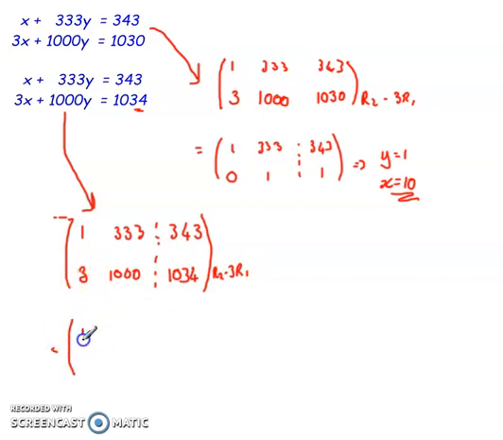What that will then give me is 1, 333, 343 there. And then my second row in this matrix will become 0, 1, and 5. So from that, I can read that y is equal to 5. Now again, it's a change from y is equal to 1. Yeah, it's a bit of a leap. It's not as big as we've seen in some examples.